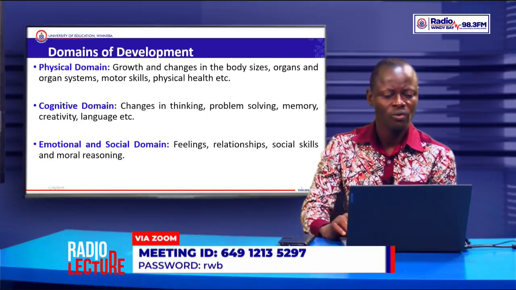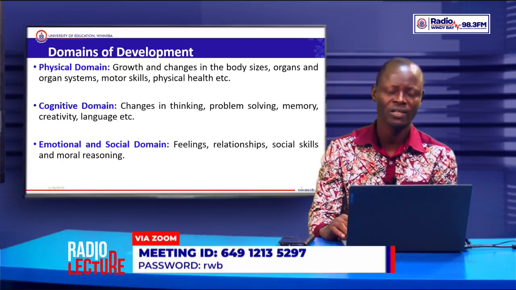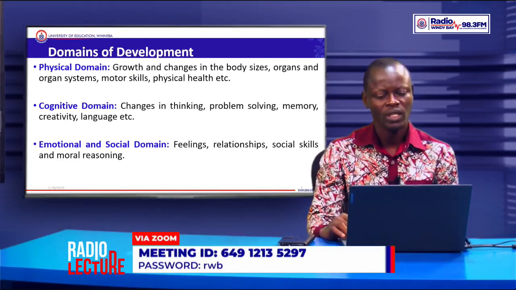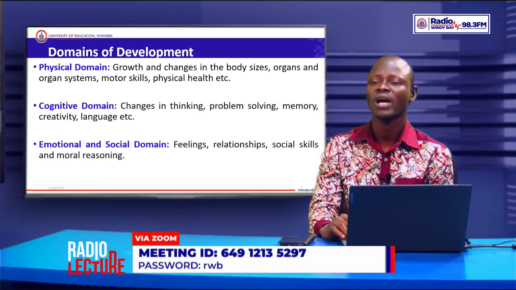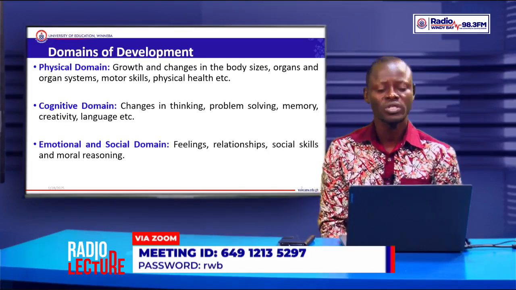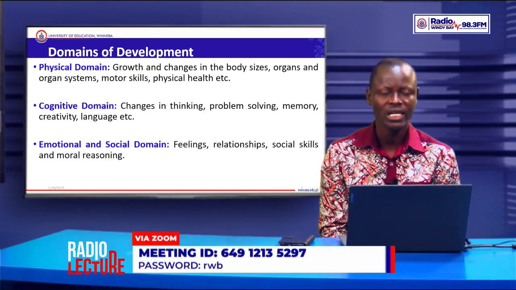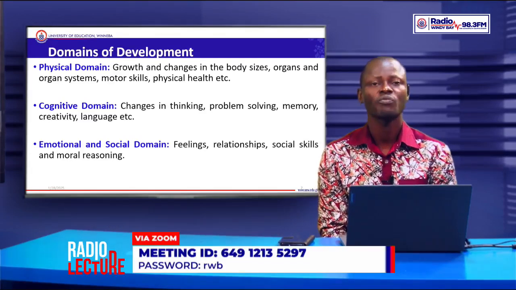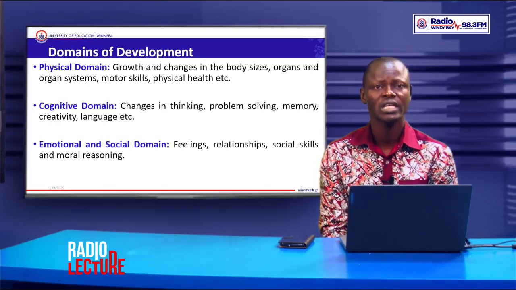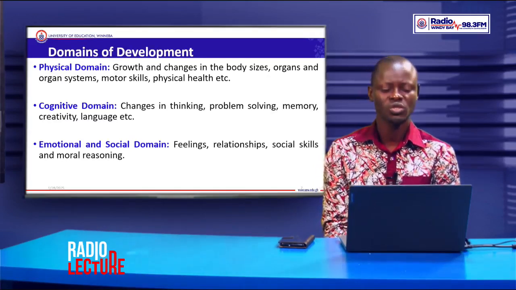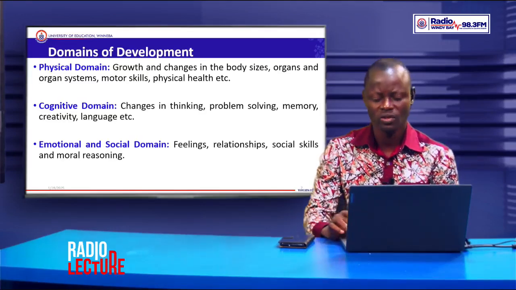We are also saying that there are some domains of development which we look at. We look at the physical domain, which talks about growth changes in body sizes, the organs, and the organ systems. Then we also look at motor skills and physical health. Then the cognitive domain, as we said earlier, involves thinking, problem solving, memory, creativity, and language. Then the emotional and social development deals with feelings, relationships, social skills, and moral reasoning.